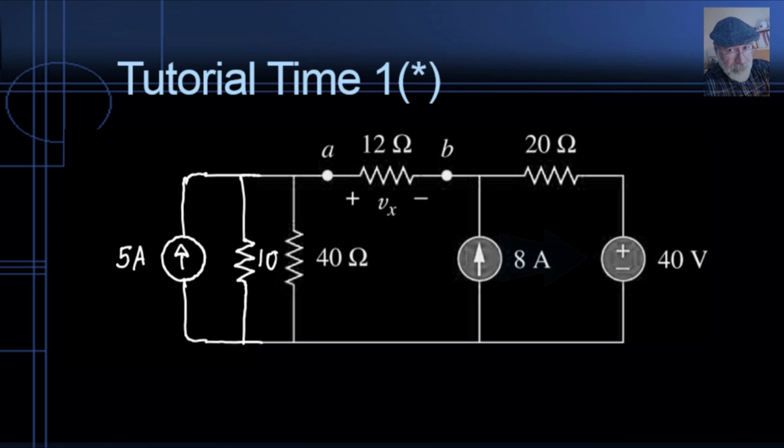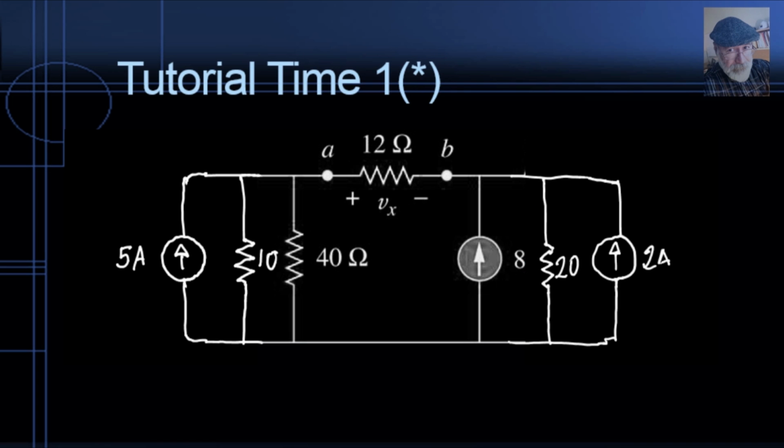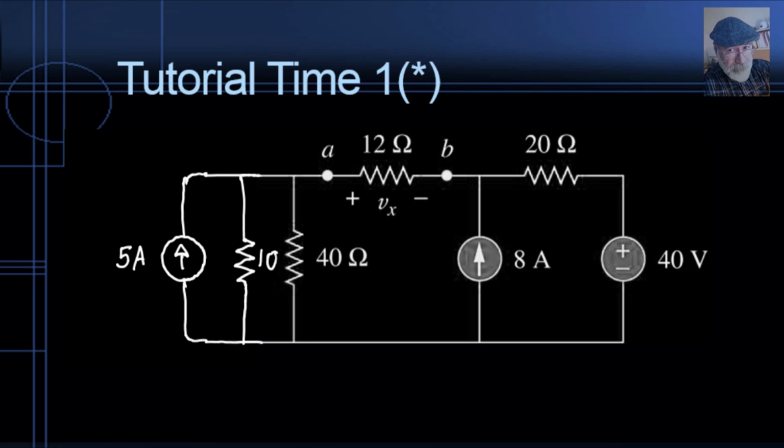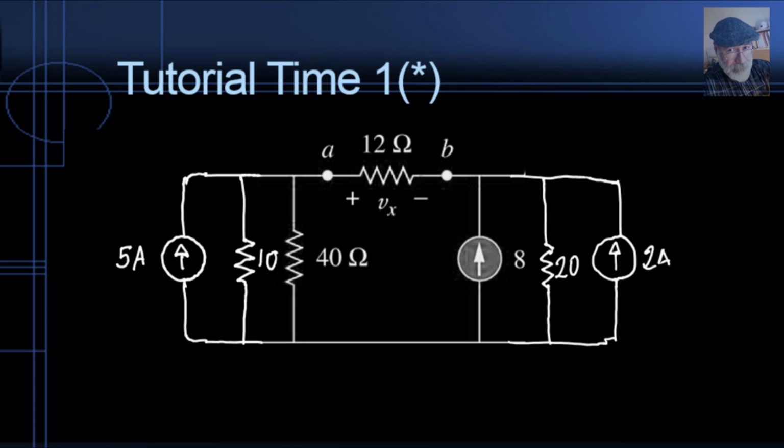Well, we have already replaced the one on the left. What about the one on the right? 40 volts divided by 20. That is 2 amps. And the same 20 ohms, like this. 2 amps and 20 ohms. And the direction of the current is given, of course, by the polarity of the voltage source. What can we do now?